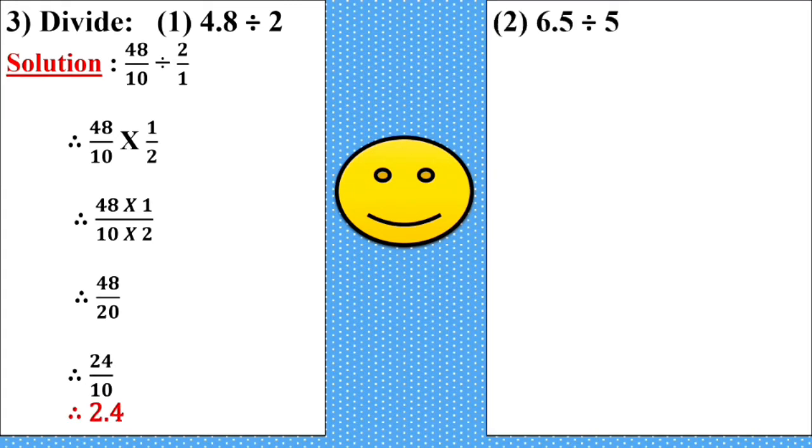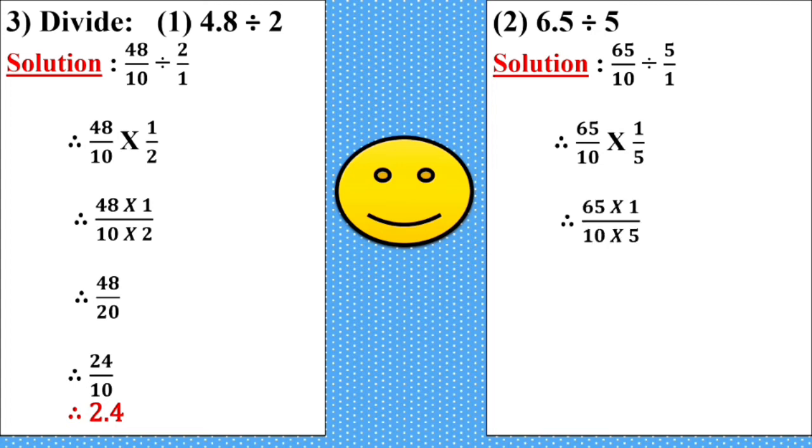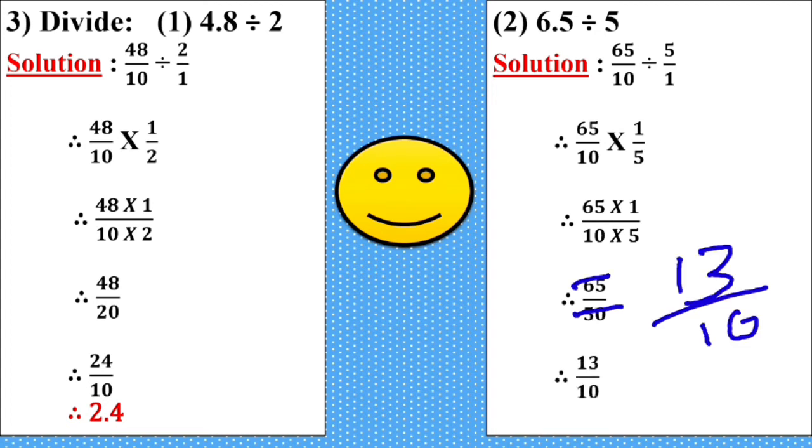And the next one is 6.5 divided by 5. 6.5 means 65 upon 10 because after one number the decimal is given. Divided by 5 means 5 upon 1. So the first fraction will remain the same. Divide becomes multiply. The fraction becomes its reciprocal, 1 upon 5. 65 times 1 is 65. 10 times 5 is 50. So 65 upon 50, both come in the table of 5. 5 times 13, 5 times 10. So 13 upon 10 means after one number the decimal, that is 1.3.